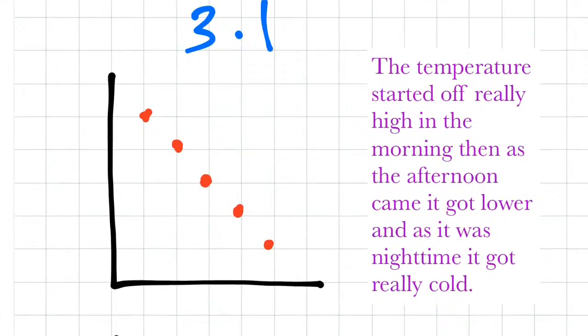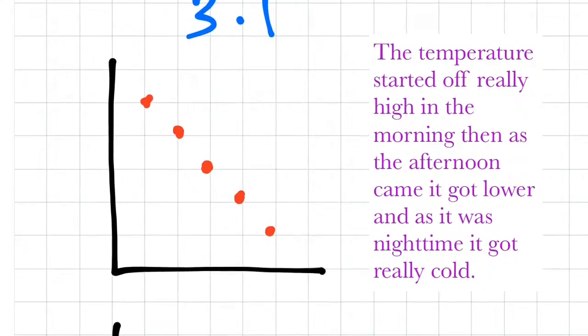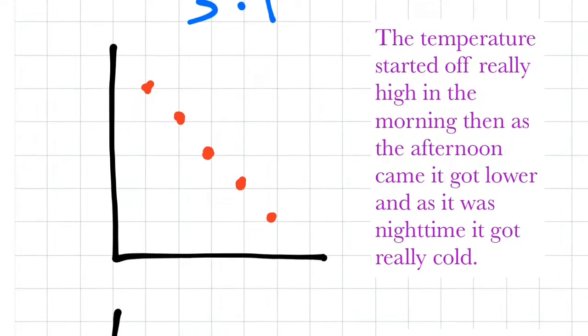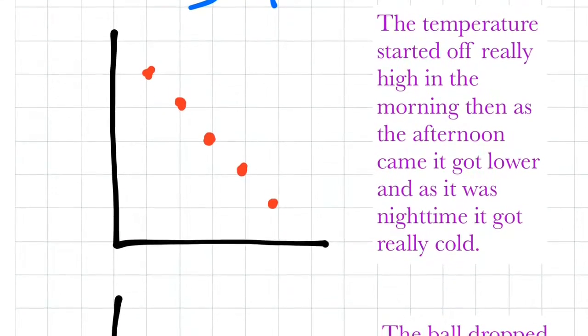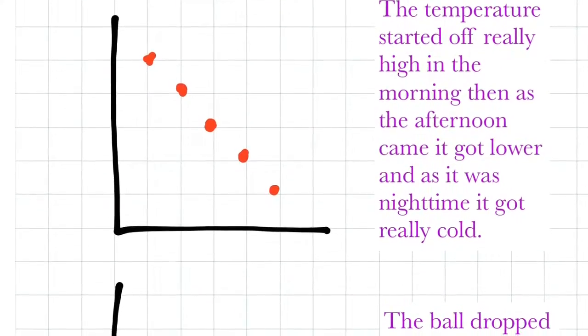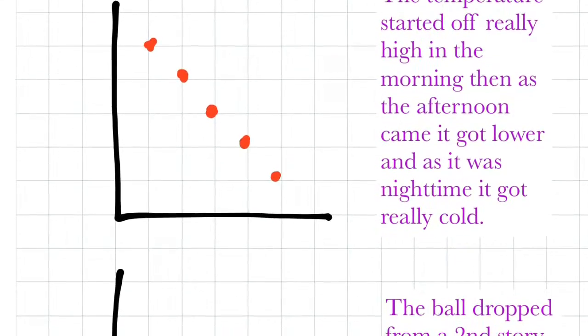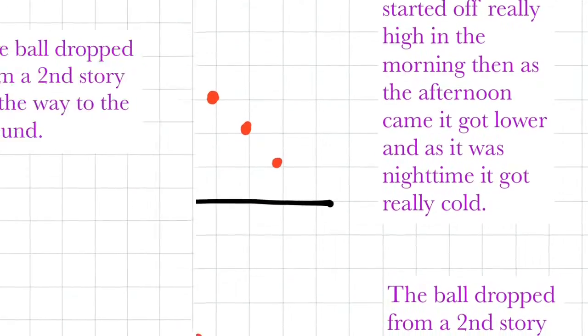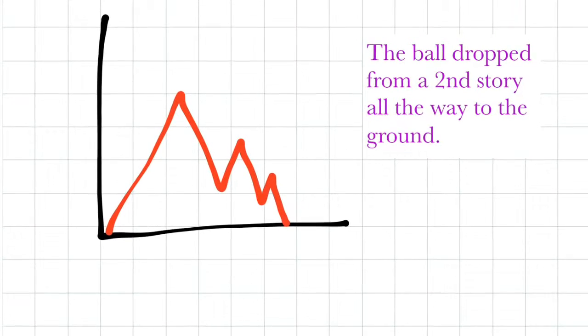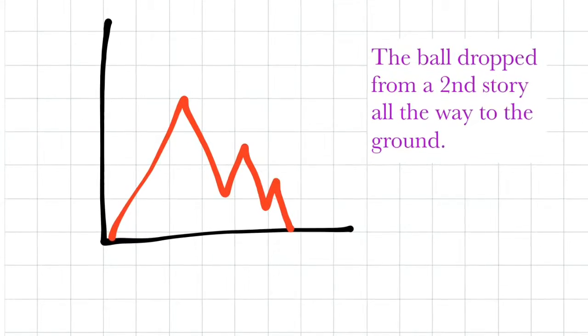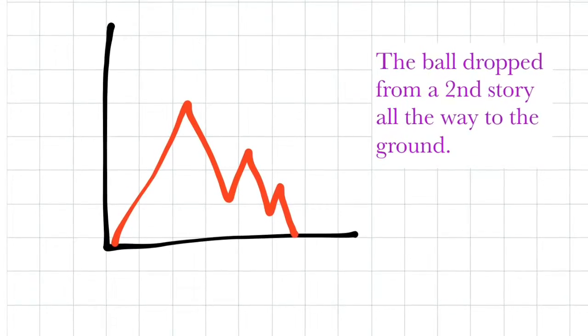In 3.1, they also might ask you to write your own explanation of a graph that they give you. This first one is discrete, and you could say the temperature started off really high in the morning, then as the afternoon came, it got lower, and as it was nighttime, it got really cold. The second one is continuous, and you could say the ball dropped from a second story all the way down to the ground.